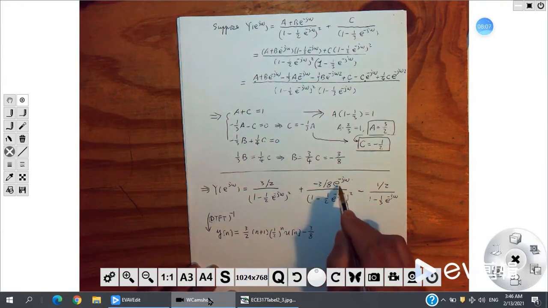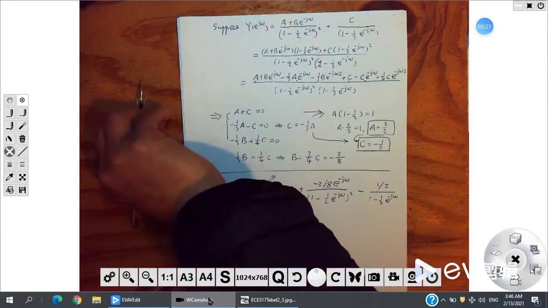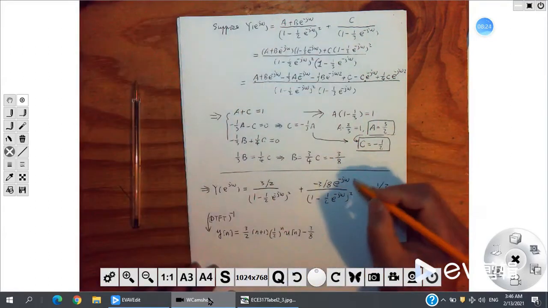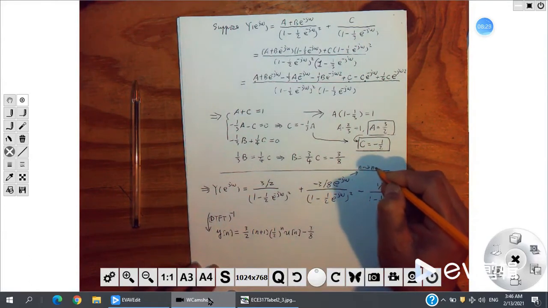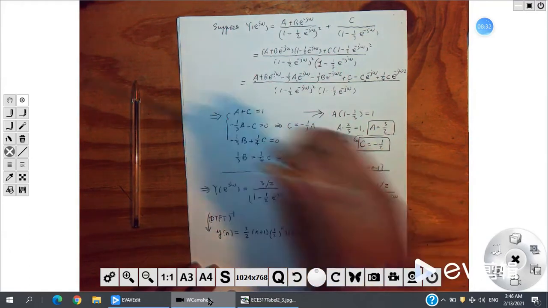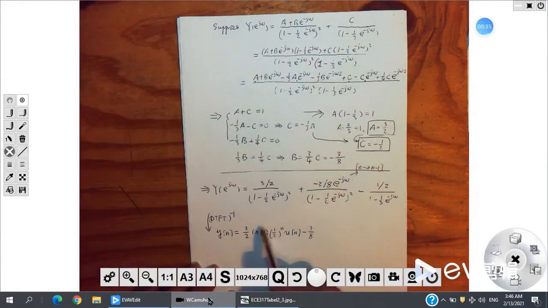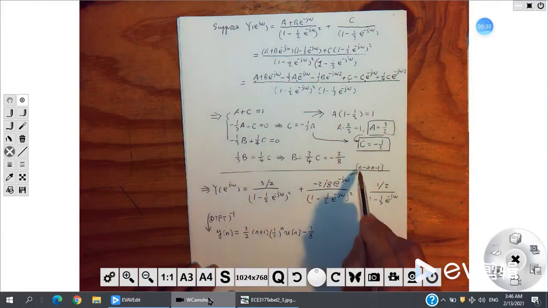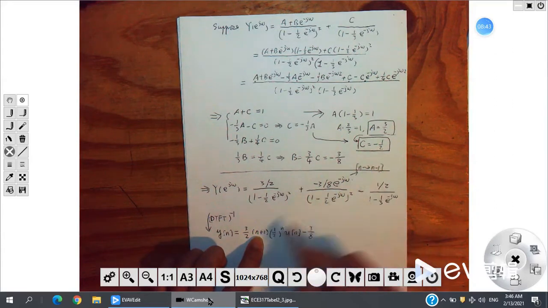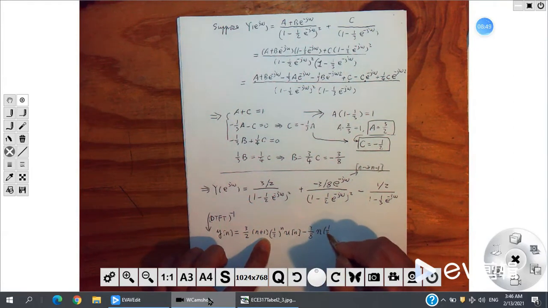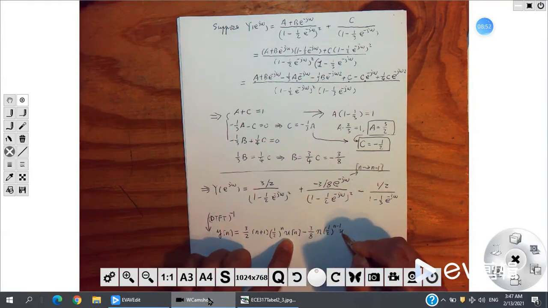Now how many shifts? This is e to the -j omega, so shifted by 1. So we will replace n by, okay, let me write it here. This one, n is to be replaced by n minus 1. Alright, so we just rewrite this part, but use n minus 1 to replace n. So n minus 1, here's n is n minus 1, then this is just n. And this is 1/2 to the n minus 1, and u of n minus 1.